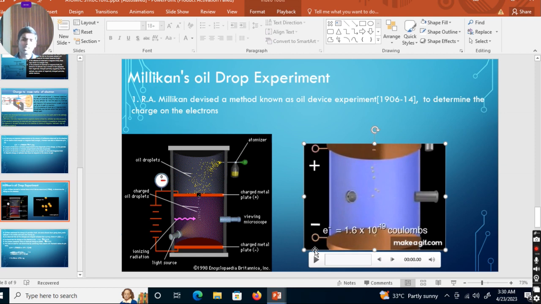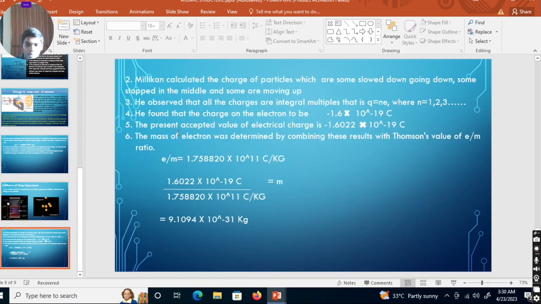Through this, Millikan calculated the charge of the three types of particles. So he observed charges are integral multiples. And he found the charge on the electron to be 1.6 into 10 power minus 19 coulombs. The present accepted value we are using is 1.6022 into 10 power minus 19 coulombs.